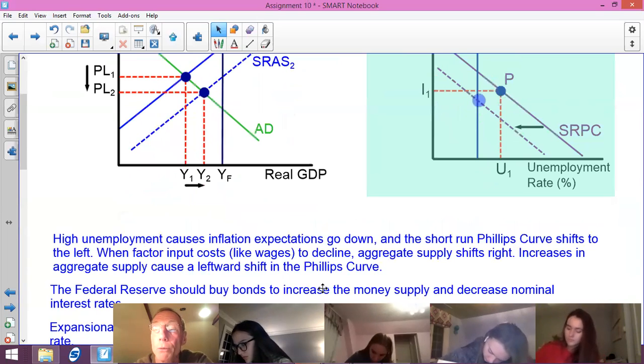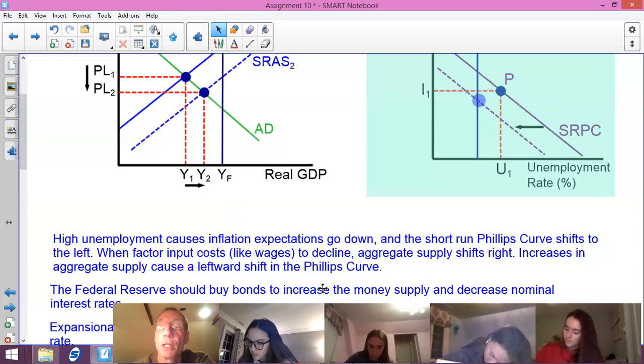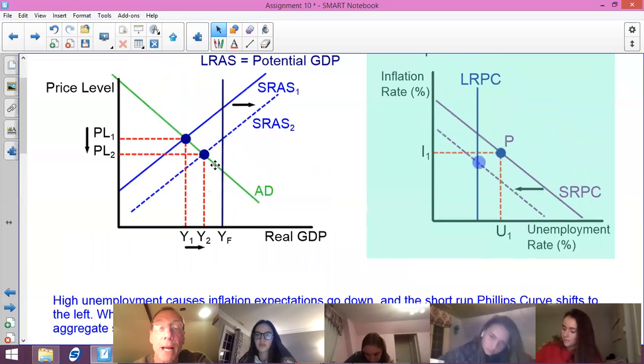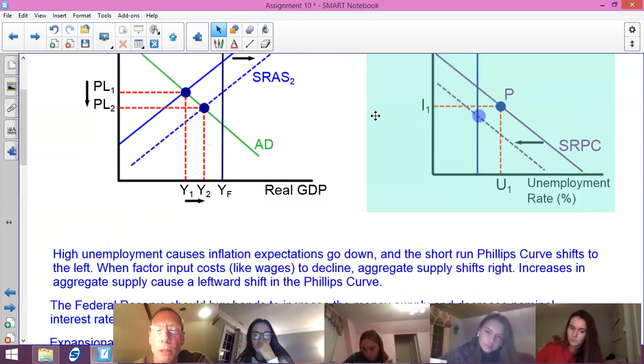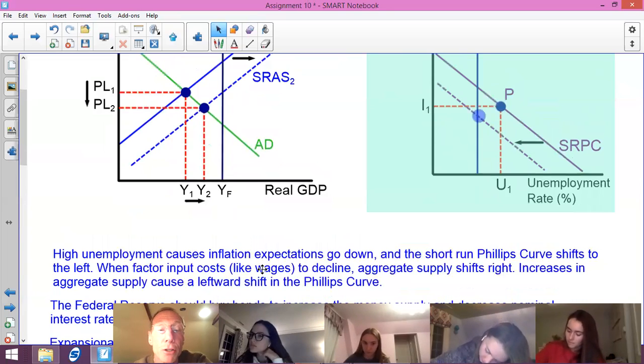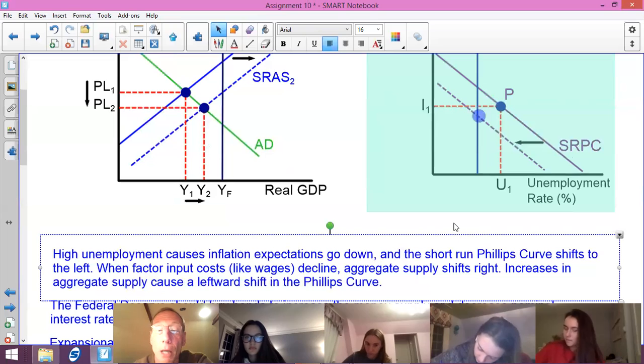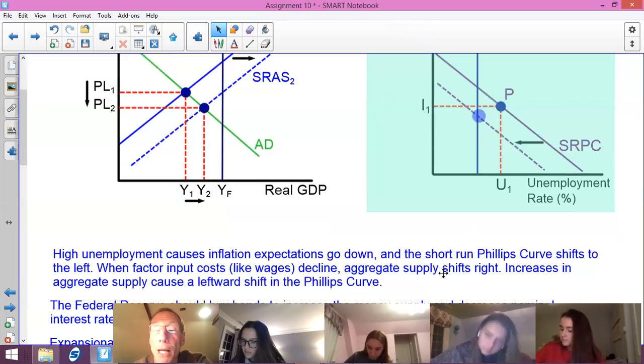So the short run Phillips curve is going to shift to the left because we expect prices to go down, because we expect the aggregate demand curve to shift to the left. Does that make sense? I hope so. If you don't understand what I'm saying, please say, stop, Mr. Charlton, what are you talking about? Anyway, when factor input costs like wages decline, aggregate supply shifts right.